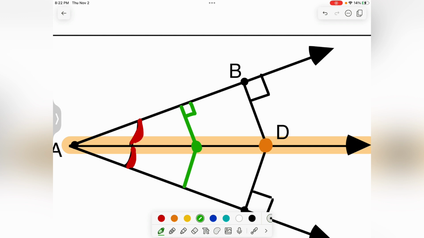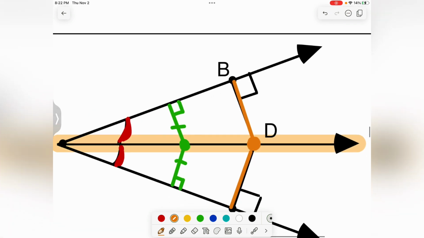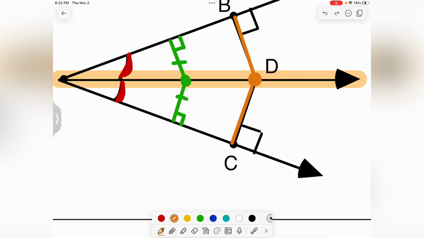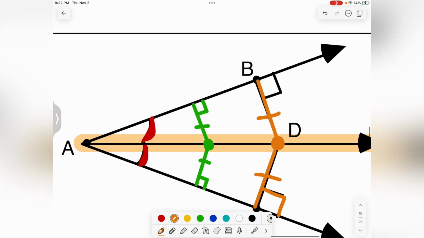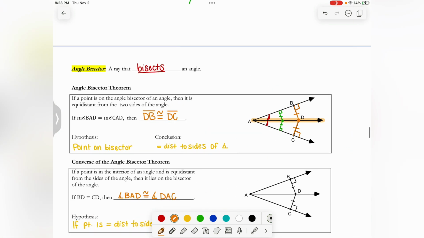So if I draw two segments that are each perpendicular to a side of the angle, then these little segments are going to be congruent, which is exactly what it says in the theorem. So in this one, if I know that there's an angle bisector, then segment BD is going to be equal to segment CD. Those are going to be congruent. And the reason the perpendicular marks are there is just to prove, hey, this is the shortest distance. So these are the two distances that are equal.